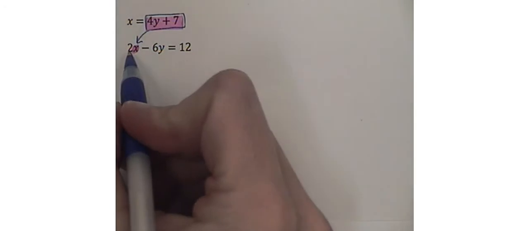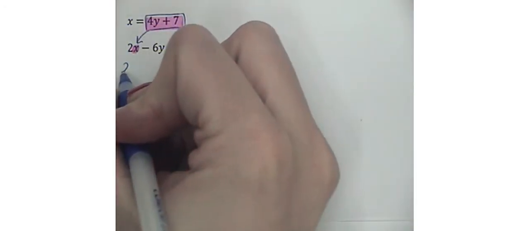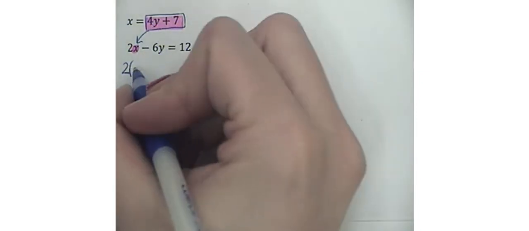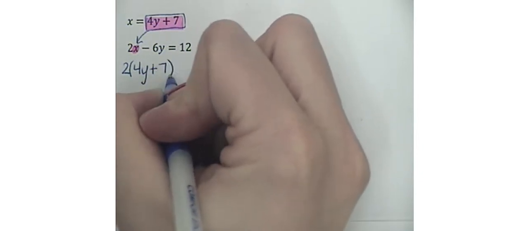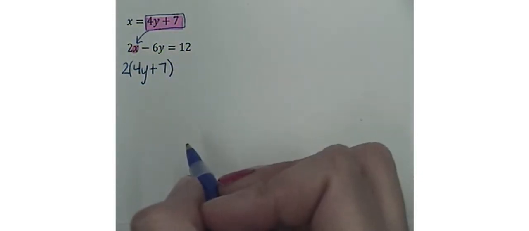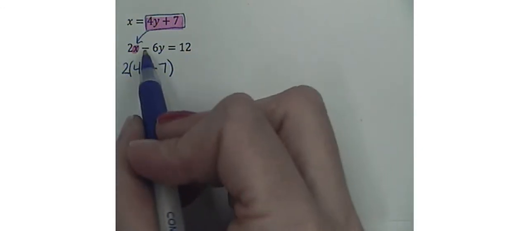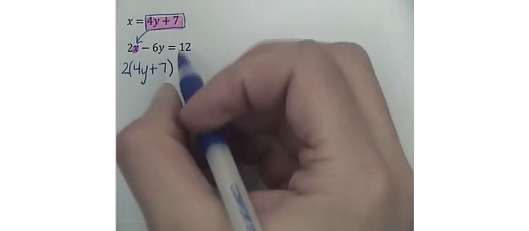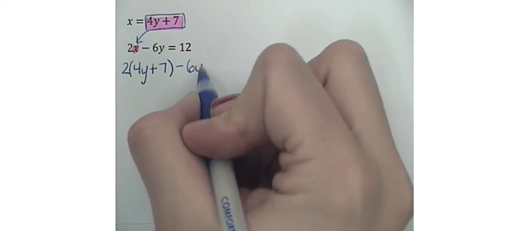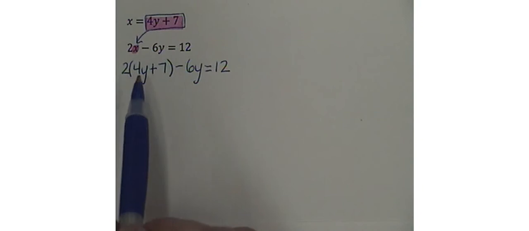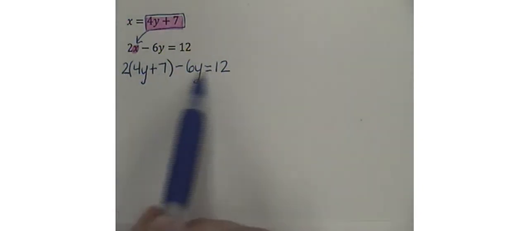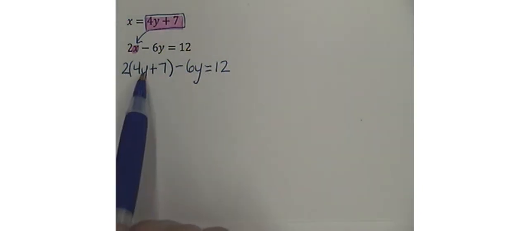So this is 2 times x. When they're smushed together, it means they're being multiplied. So it's 2 times, so put parentheses, 4y plus 7, end your parenthesis. Then I have negative 6y equals 12. And remember, when we write this out, this equation should only have one type of variable, y.